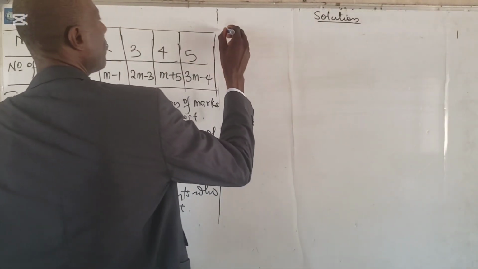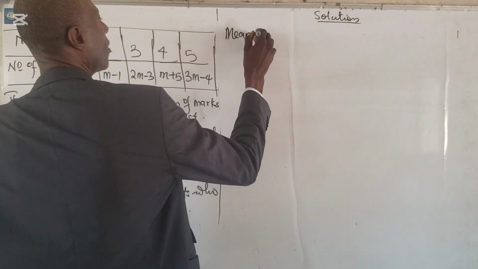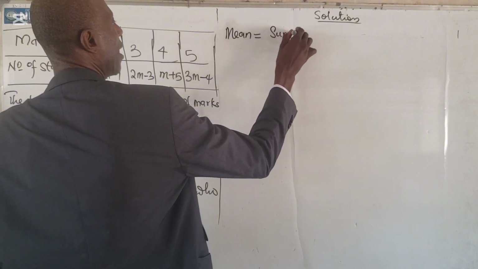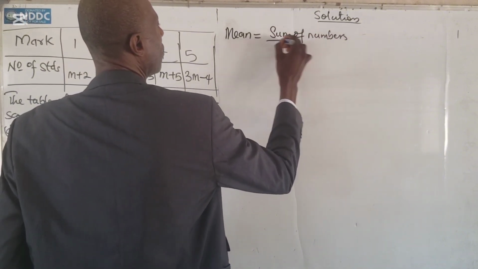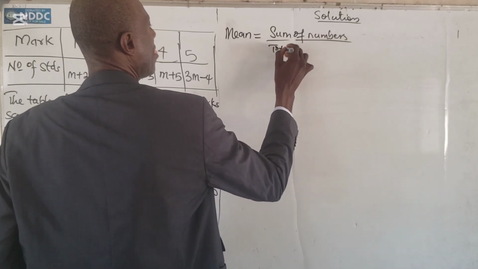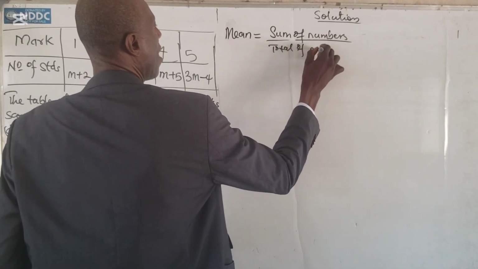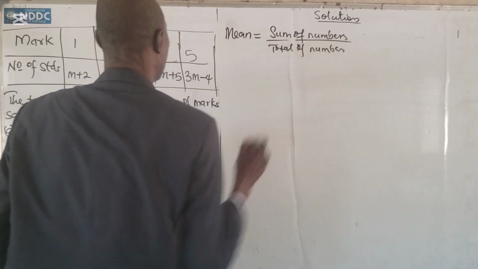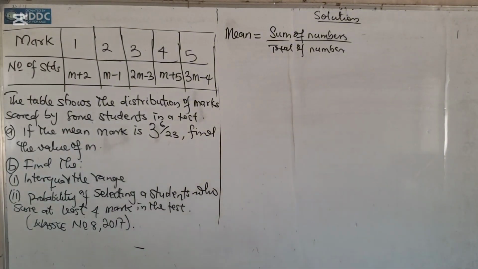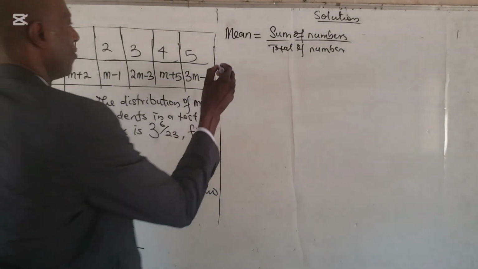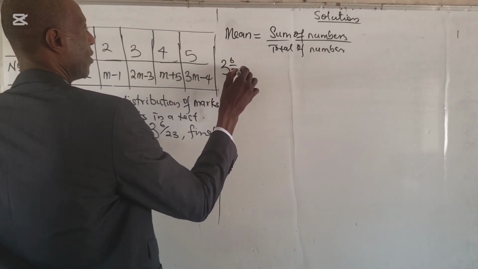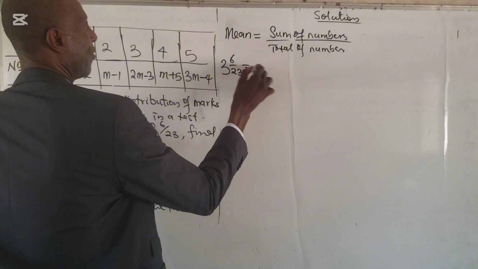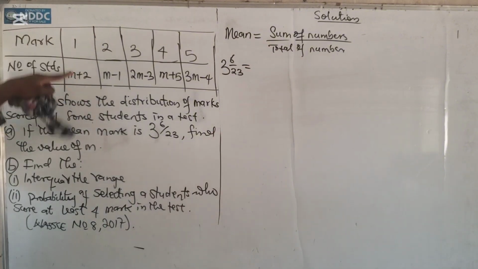Now, we say mean is equal to sum of numbers over total number. The mean has been given to you in the question. What is the mean? The mean is 3 whole number 6 over 23.